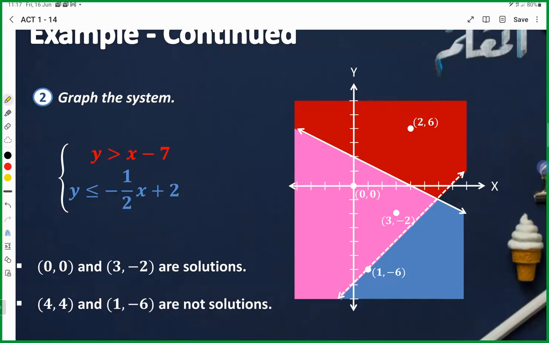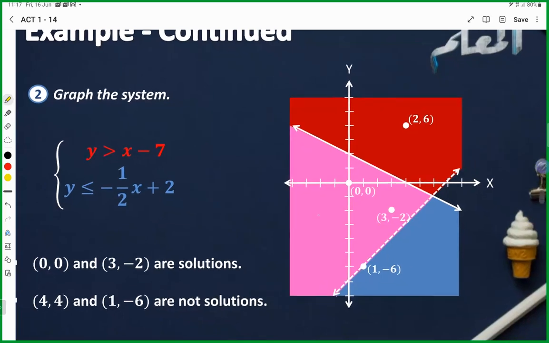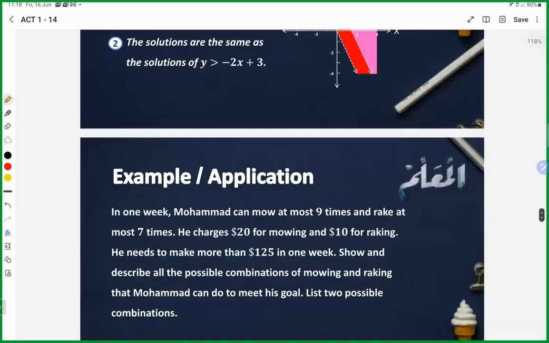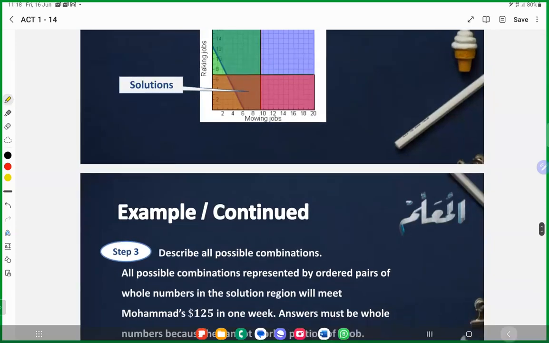So what does that mean? It means any point in the pink would satisfy the first inequality and the second inequality. For example, take 0, 0. You put 0, 0. Yes, 0 is greater than 7. You put 0. Yes, 0 is less than or equal to 2. Correct. So any point in the pink region will work. We call this the overlapping region. That's coordinate geometry. I think we are done here. Fine. Let's go for the next.